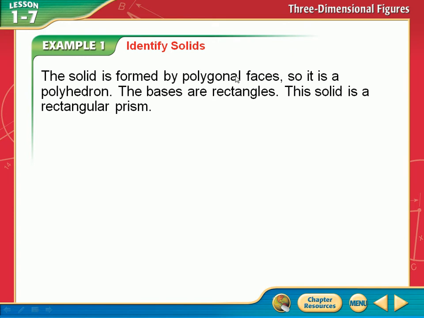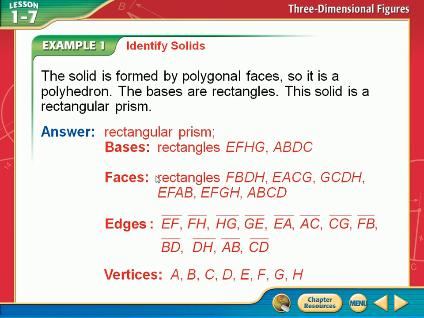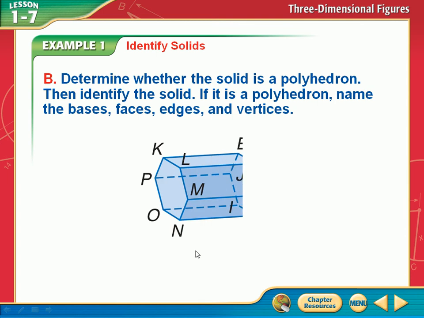It says a solid is formed by polygonal faces. You know how we said rectangular, triangular, pentagonal? They say polygon, so polygonal faces. So it's a polyhedron. The bases are rectangles, which we said, and the solid is a rectangular prism, and we said that too. Good. Here's all the different possibilities for our answers. They even asked for the edges and the vertices. We didn't talk about that, but that's okay.